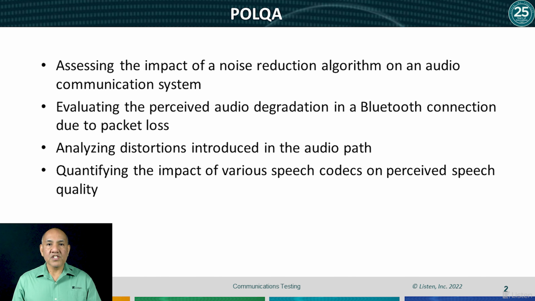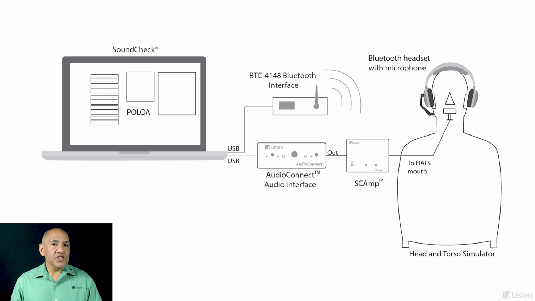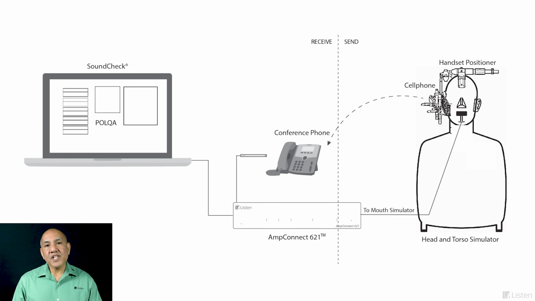Let's look at a few possible Polka setups. Here is an example of a setup we can use for characterizing the perceived audio degradation in a Bluetooth connection due to packet loss. The mouth simulator plays back a reference wave file that is recorded through the Bluetooth microphone. The recorded degraded response is compared to the original reference wave file, and the mean opinion score, or MOS, is returned.